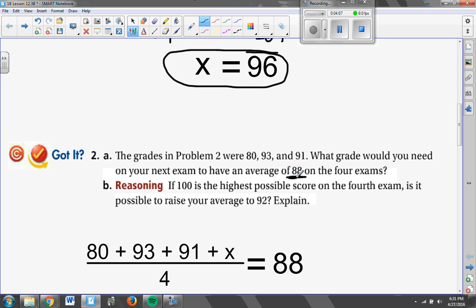Okay, so pause the video, take a look there at those 2 problems, finding the next score in part A till you have an average of 88, and deciding if it is possible to get a score that could raise our average to 92 in part B. So pause the video, take a look here, and then come on back and I'll show you what we should get.